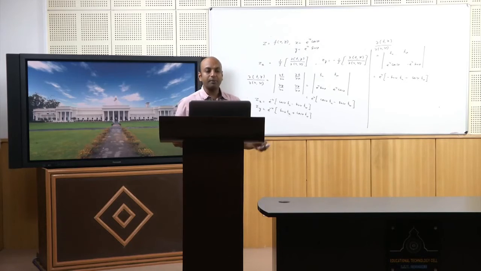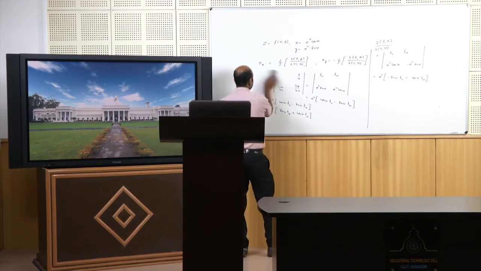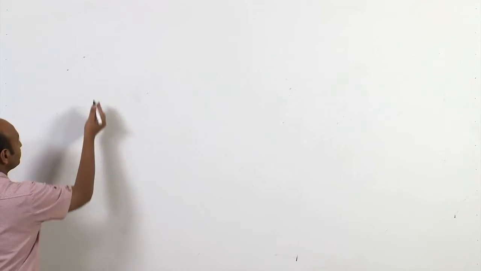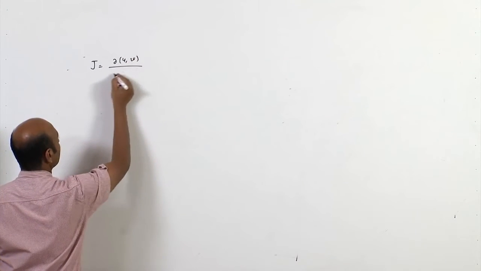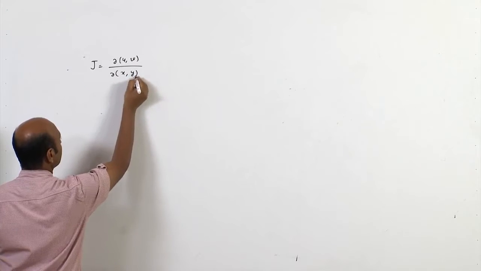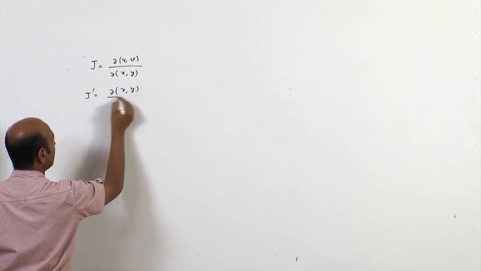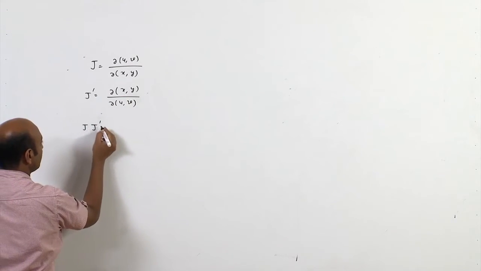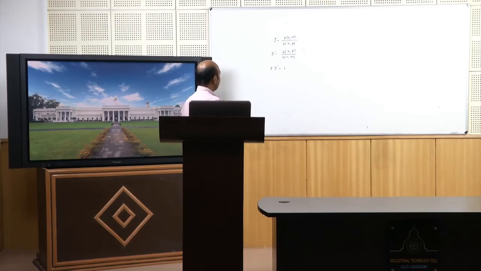Now, we have some properties of Jacobian. So, let us try to show these properties one by one. So, the first property is, if J is del of uv upon del of xy and J dash is del of xy upon del of uv, then J into J dash is always 1. This is the first property, and the proof is very easy.